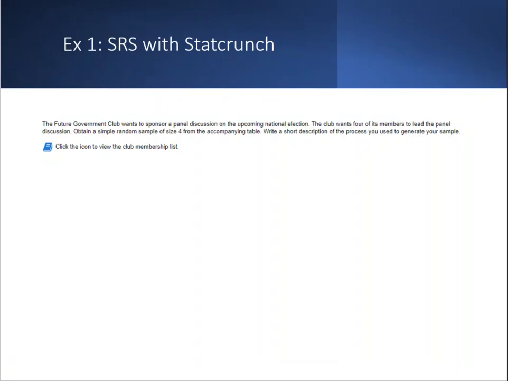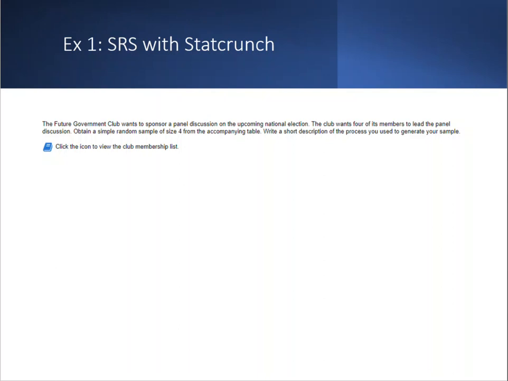So let's take a look at what an example would look like when we are using a simple random sample to create a sample. Here you see we have an example that says the Future Government Club wants to sponsor a panel discussion on the upcoming national election. The club wants 4 of its members to lead the panel discussion. We want to obtain a simple random sample of size 4 from the table.